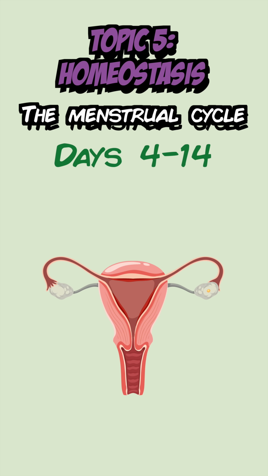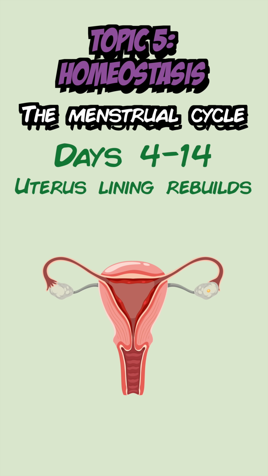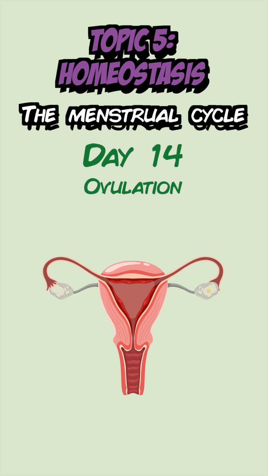The menstrual cycle lasts 28 days, and days 1 to 4 is when menstruation occurs. This is where the uterus lining breaks down. From days 4 to 14, the uterus lining rebuilds and the egg develops in preparation for being released. On day 14, ovulation occurs, and this is when the egg is released from the ovaries.